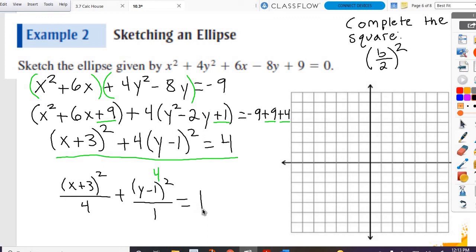So now can we graph that? We should be able to. So where's our center at this time? -3 and 4. Mm-hmm. And then how far left and right am I going to go? Not quite. 2. Because remember, a is the square root of whatever number's there. So I'm going to go left and right 2. And then how far are we going to go up and down? Just 1, because the square root of 1 is still 1.